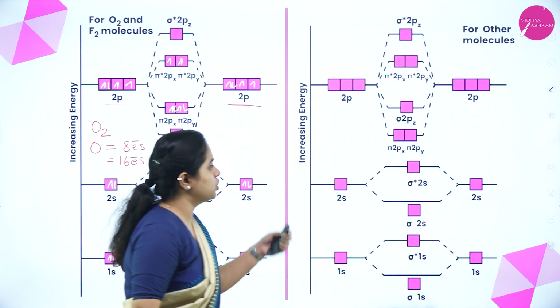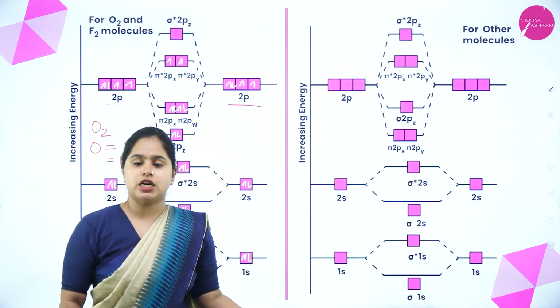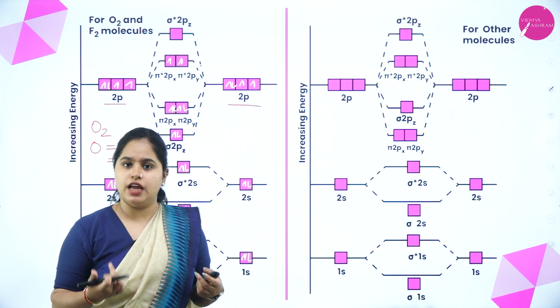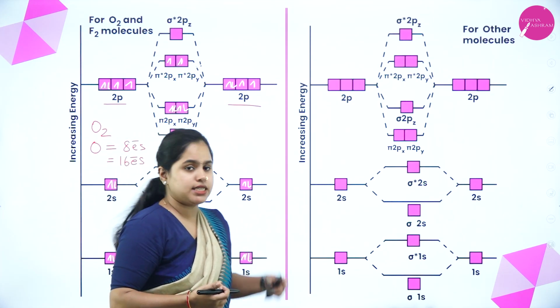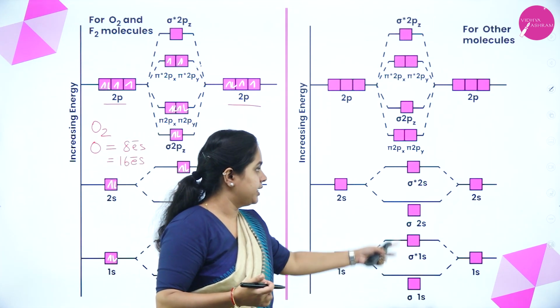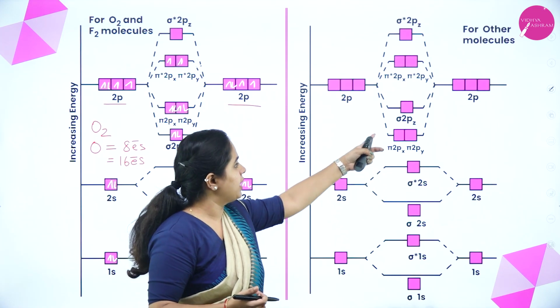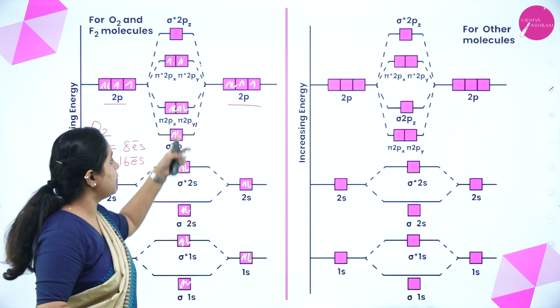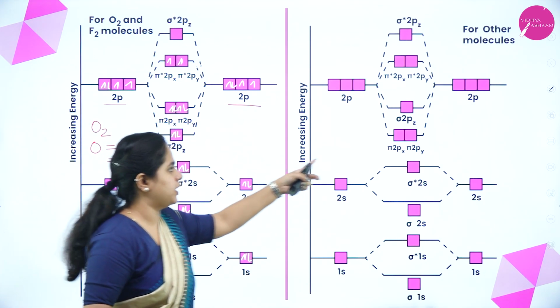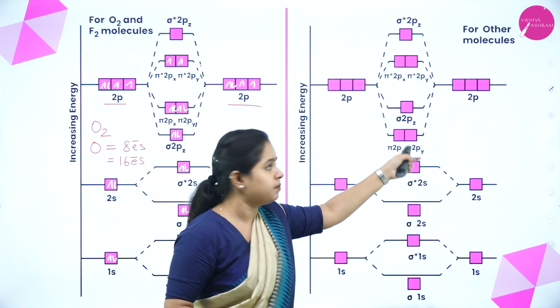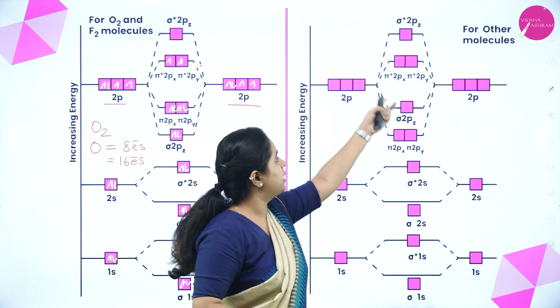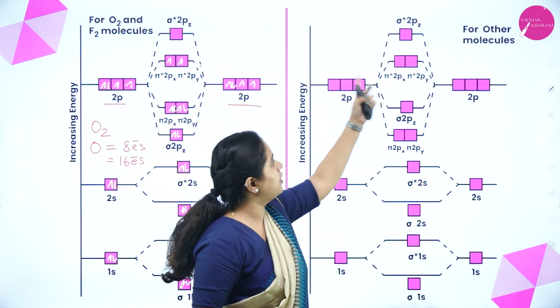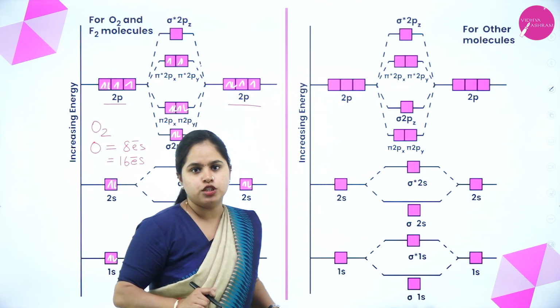Now moving on to the molecular orbital diagram for molecules other than oxygen and fluorine. Till here it is the same, and here it changes. In the earlier case it was sigma 2pz first, then pi 2px equal to pi 2py. Here it is pi 2px equal to pi 2py first, then sigma 2pz, then pi star 2px equal to pi star 2py, and then finally sigma star 2pz.